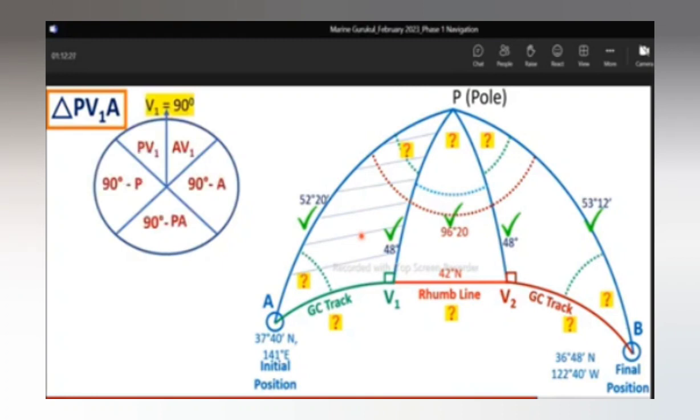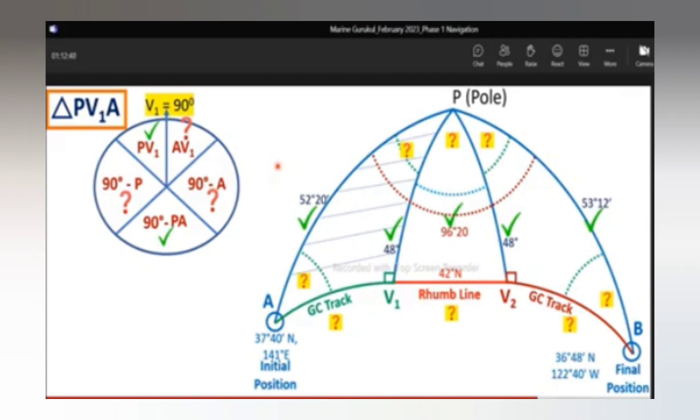So there the cartwheel gets completed. Now in the cartwheel, we identify the parts that are known to us. What we know is PA and PV, so they get identified in the cartwheel. The other three parts we can calculate using Napier's rule, so they come up with question marks.